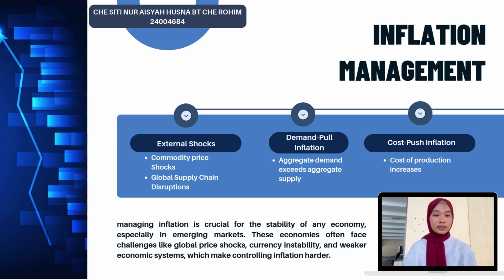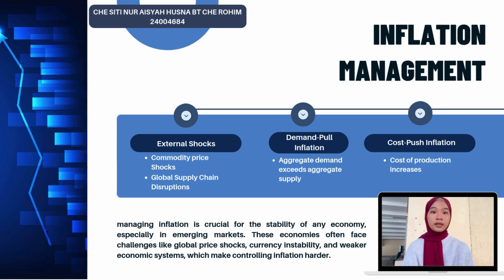For external shocks such as commodity price shocks, emerging economies that rely heavily on imports for essential goods like oil and food, fluctuations in global prices can lead to significant inflationary pressure. For example, a rise in oil prices can increase transportation costs and lead to a broader price increase across the economy. Also, global supply chain disruptions, events like natural disasters and pandemics, can disturb global supply chains, leading to a shortage of key goods and pushing prices higher.